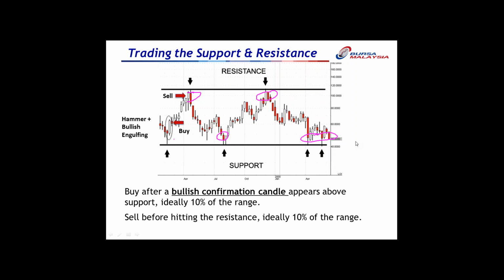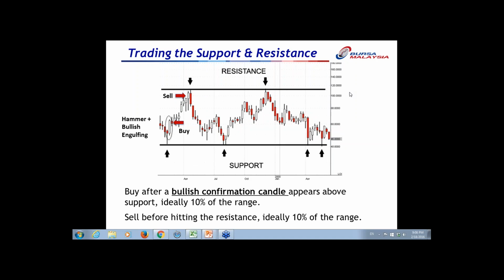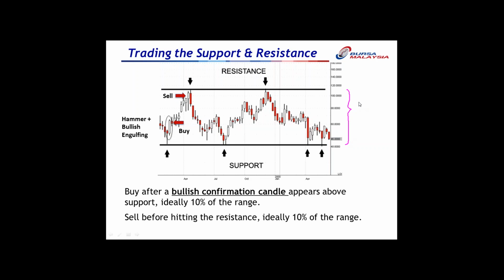That means I don't sell at the support level. I don't sell at the resistance level. I sell 10% below the resistance level, 10% of the range. Let me find my pen again. So let's say this is the range. Okay, this is 100% of the range. I usually sell 10% below for a range trading. All right, you get what I mean? And I buy 10% here. All right.